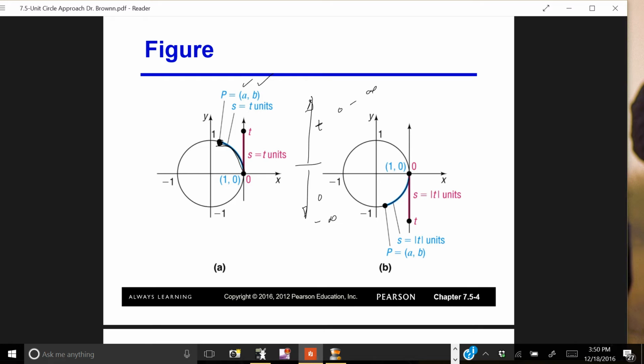And notice that for t more than 0, the arc length is going to be r times theta, which in this case r is 1, so the angle theta is going to be equal to t, and the arc length would be equal to the absolute value of t.